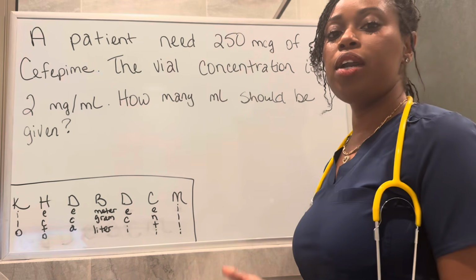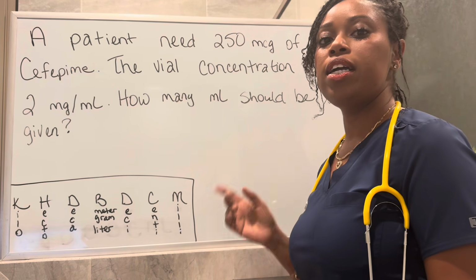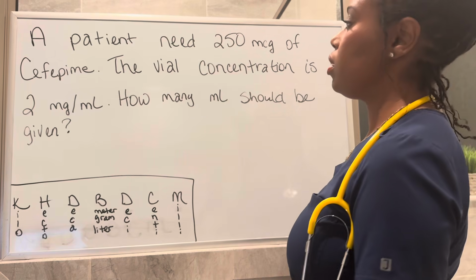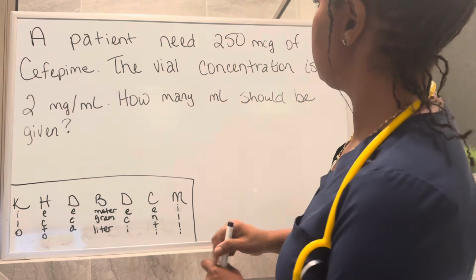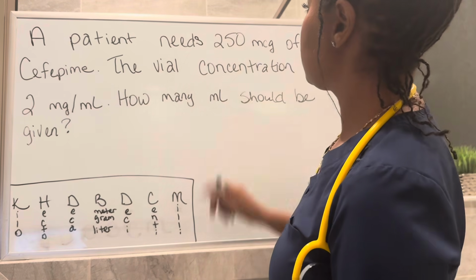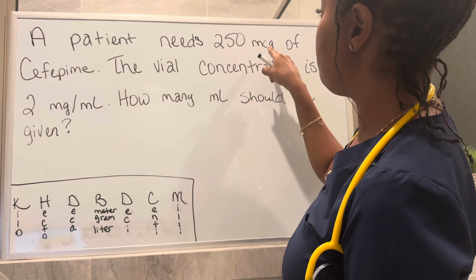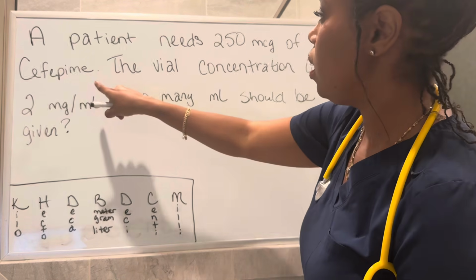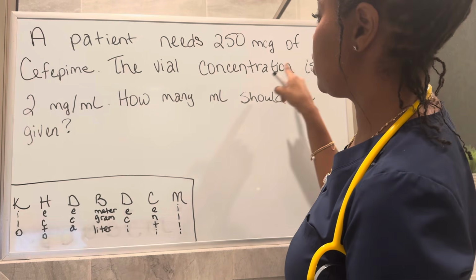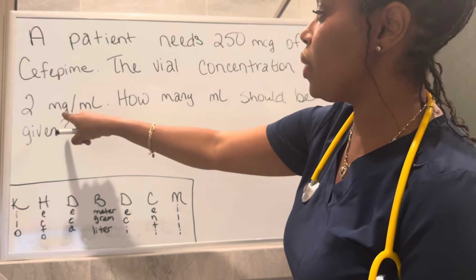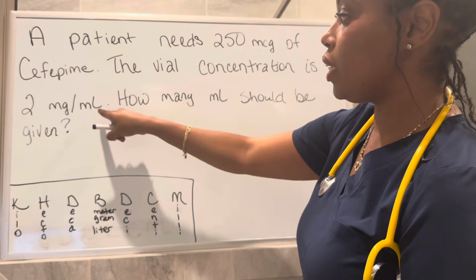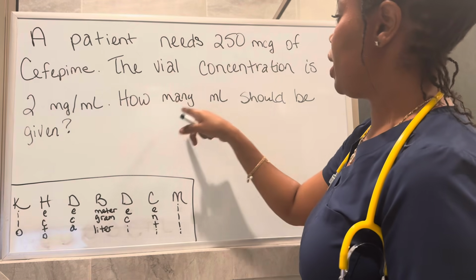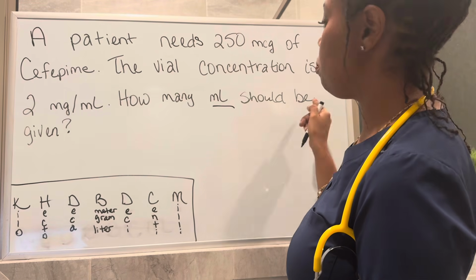Okay, so let's go ahead and read our problem, decode it, and figure out this equation. A patient needs 250 micrograms of cefepime. The vial concentration is 2 milligrams per milliliter. How many milliliters should be given?